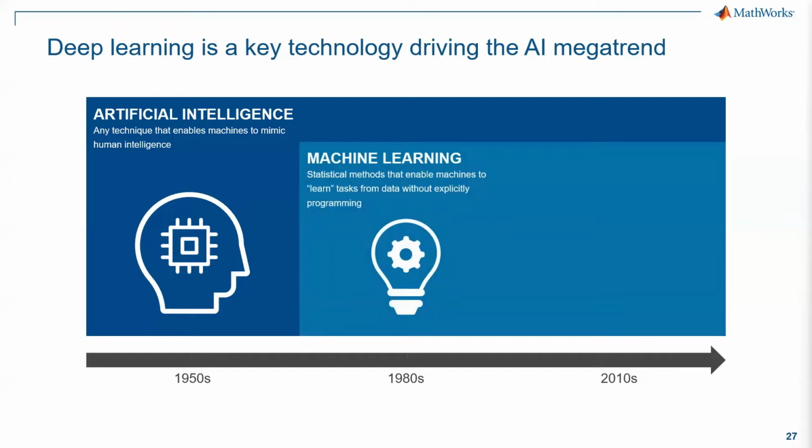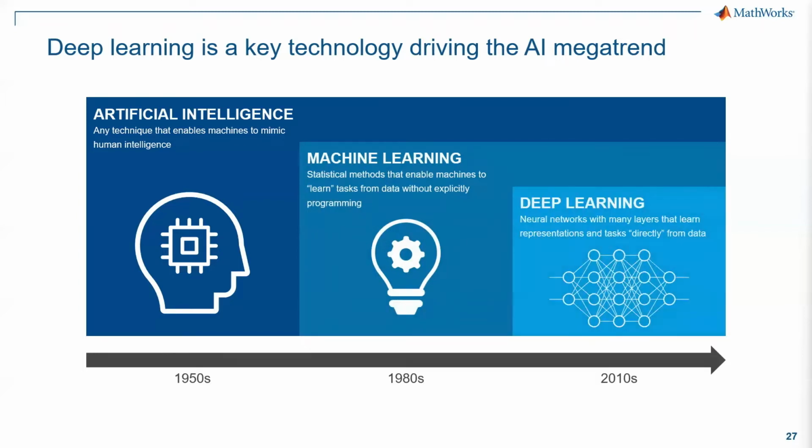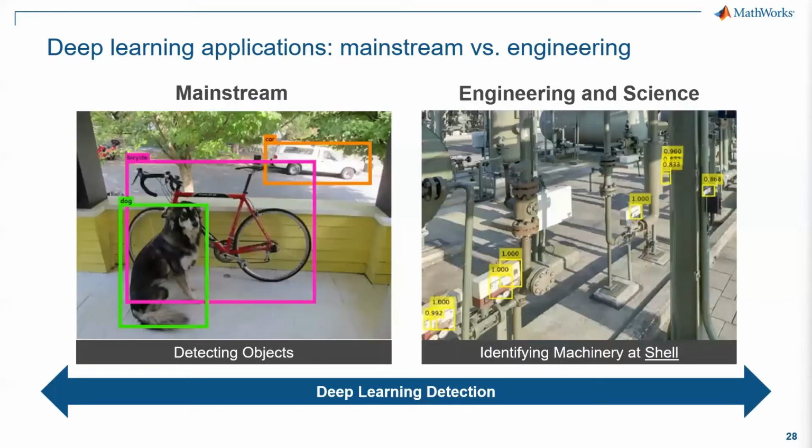So machine learning is a statistical method that enables machines to learn tasks from data without explicit programming. And deep learning is a subset of machine learning using neural networks with many layers that learn representations and tasks directly from data. You may have also heard of some other mainstream applications of deep learning, but how many of them would you consider applicable to the engineering and science domains?